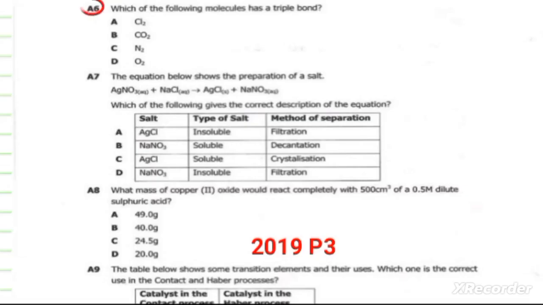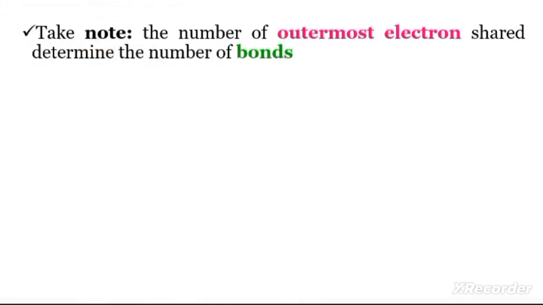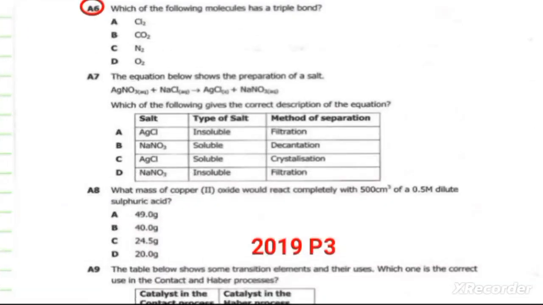So I'm going to bring back this statement: the number of outermost electrons shared determines the number of bonds. Chlorine has 7 electrons in the outermost shell. For chlorine to be stable, it requires to gain 1 electron. So instead of gaining that 1 electron, chlorine will share one of the 7 electrons in the outermost shell. Therefore, two chlorine atoms will form a single bond. Carbon dioxide will form double bonds. Then oxygen will also form a single bond.